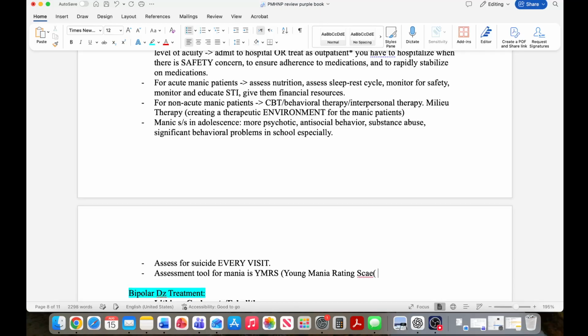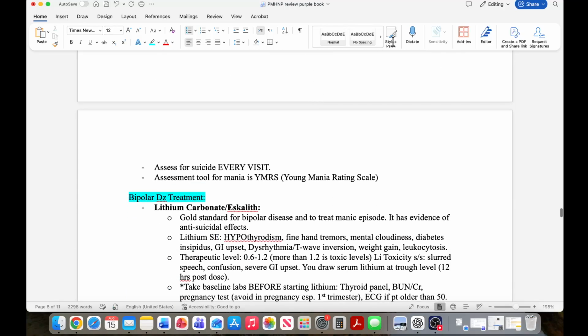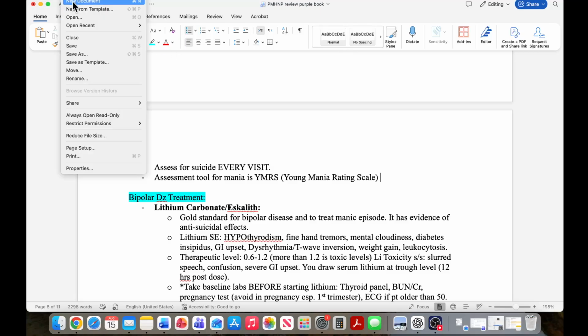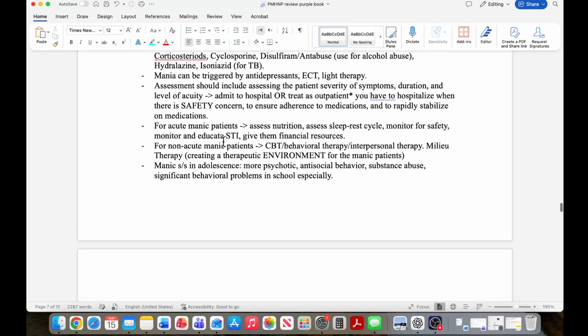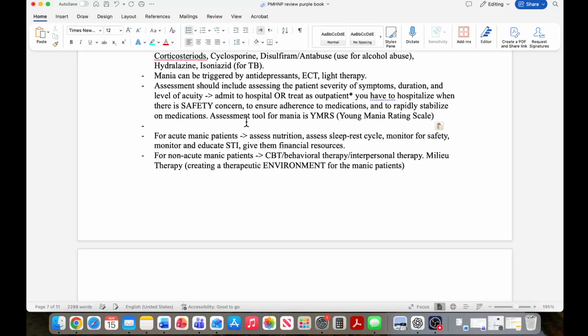All right, so you can use this rating scale to measure the severity of the mania. And this is actually useful when you're trying to figure out if the patient needs to be admitted or not. So let me put it right here.